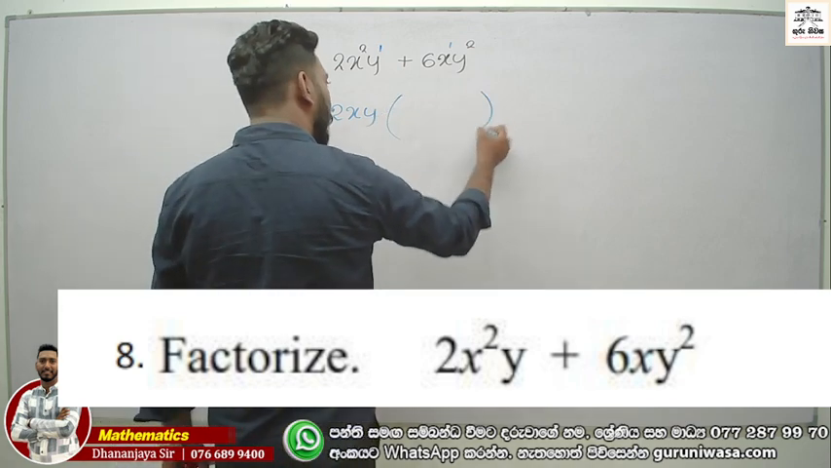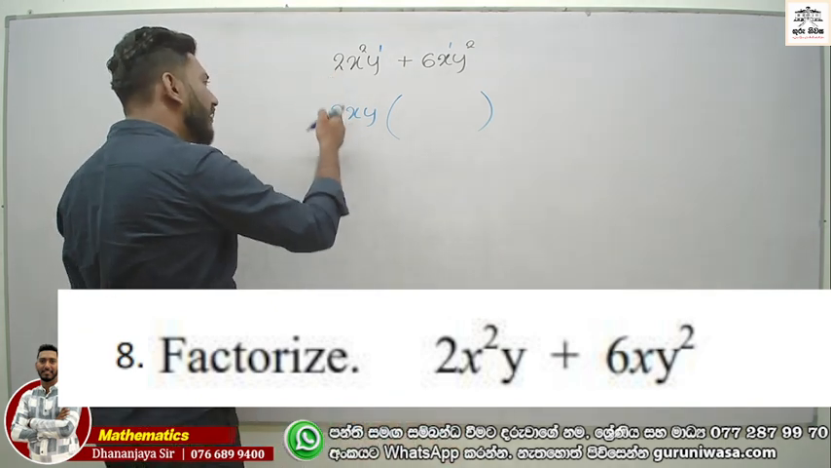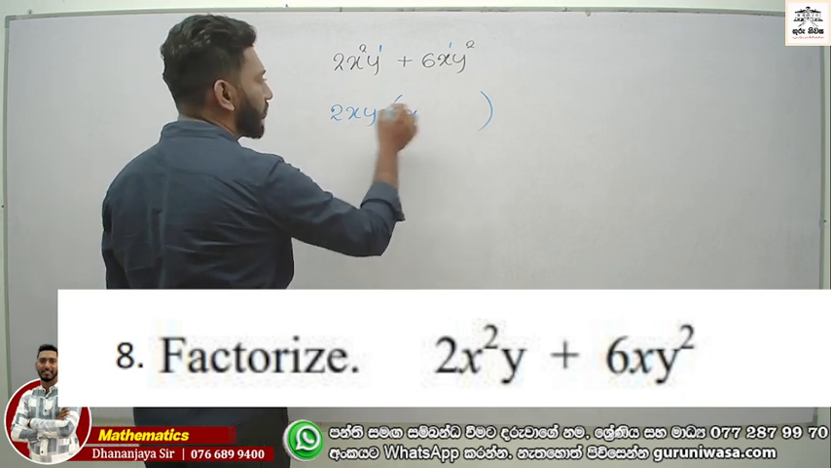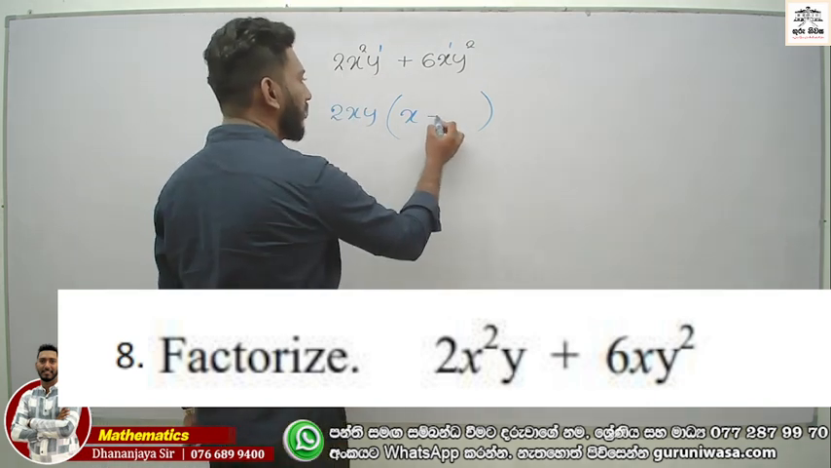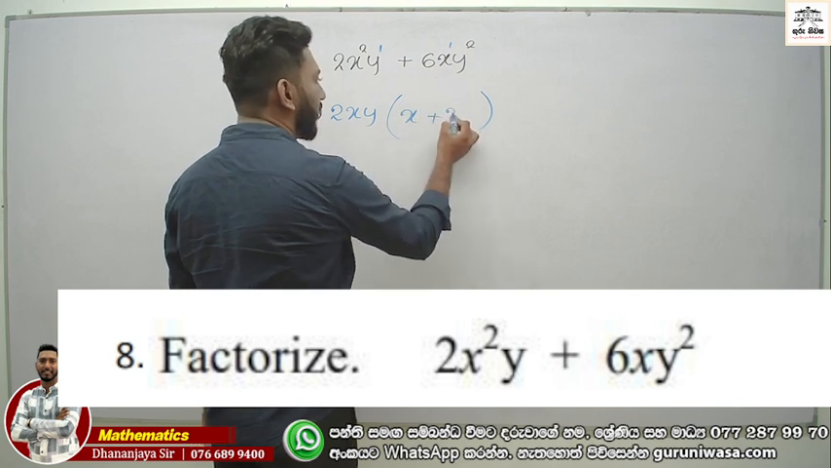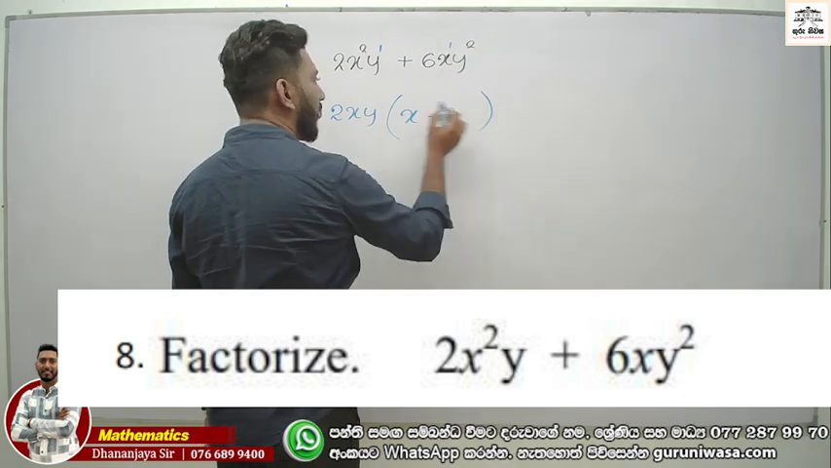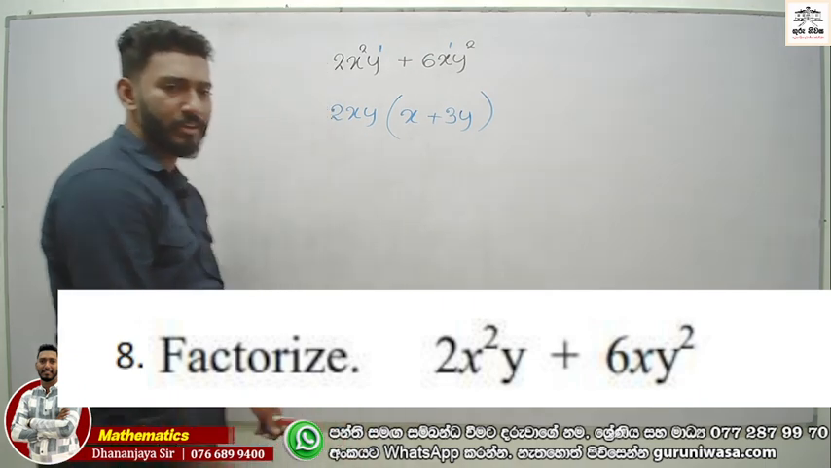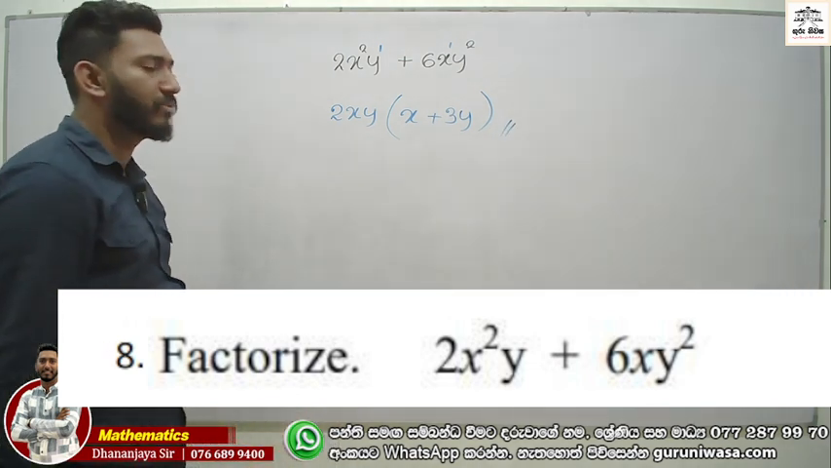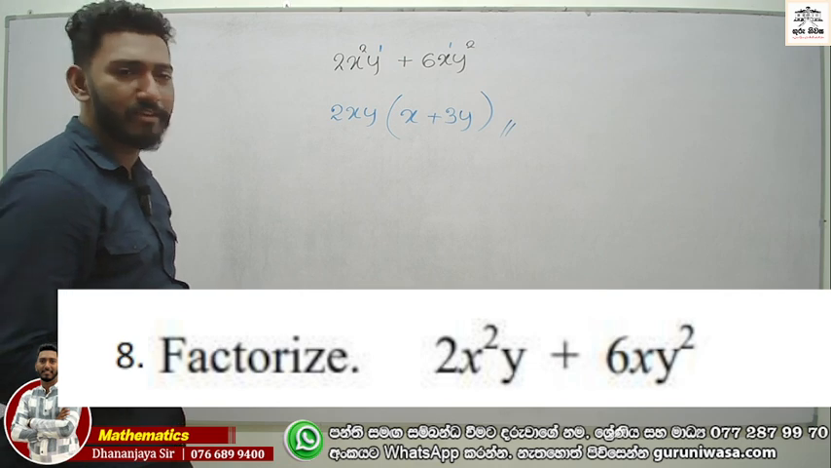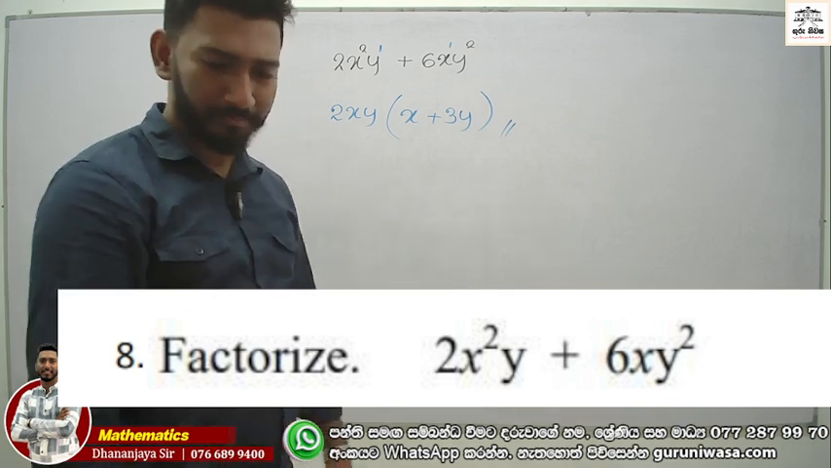Now I am going to open the bracket. 2 is here, x only 1 is there, therefore the remaining portion is x. Now y is outside of the brackets. 6 divided by 2x becomes 3. x and x eliminate, and y to the power of 2 and y to the power of 1, therefore just y. Now the answer is 2xy times (x plus 3y), and this is the factorized form. Well done, Viduni. Superb.